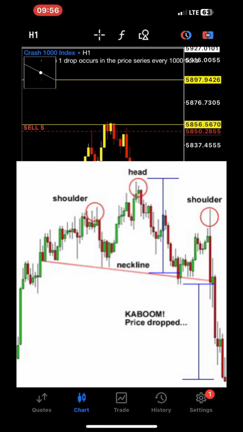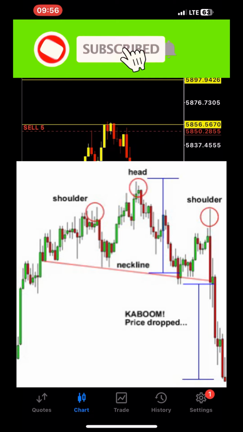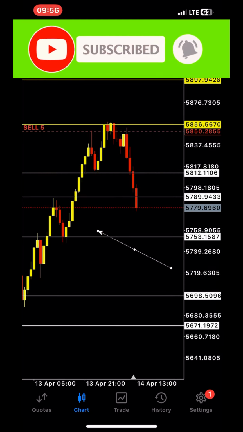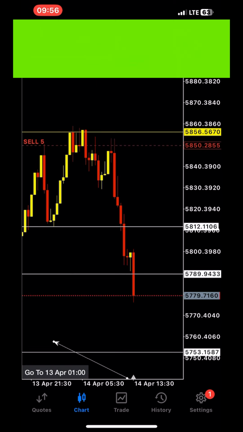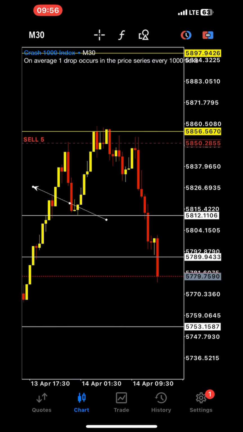Now, a head and shoulder pattern is a very important and beautiful chart pattern that you can always use as a good confluence to take trades in boom and crash. Boom and crash volatility index, that's VIX 75. All right, the head and shoulder always works wonderfully.